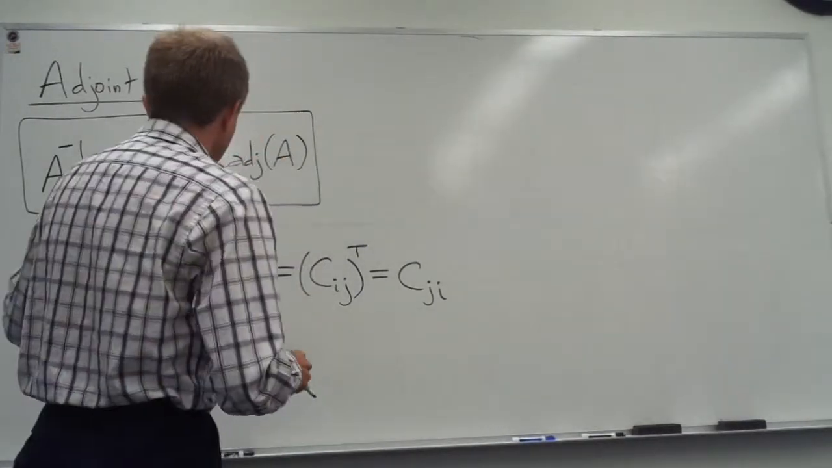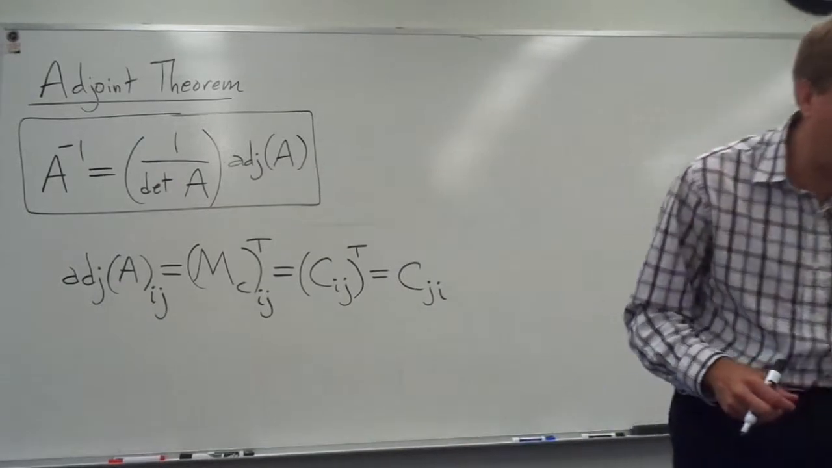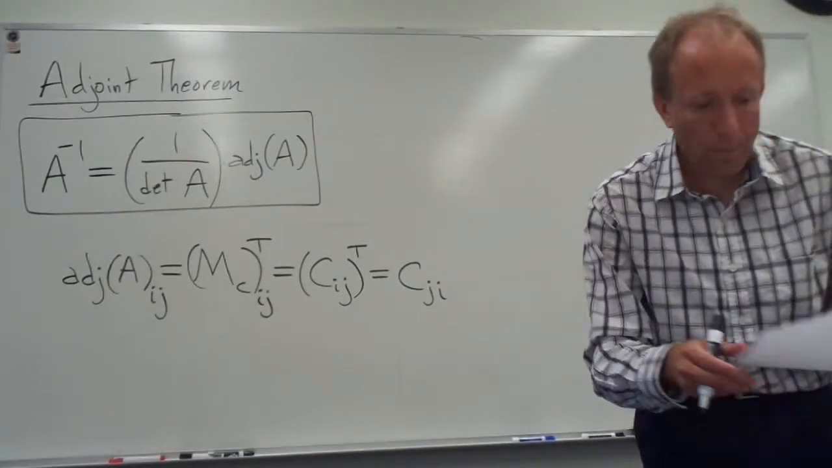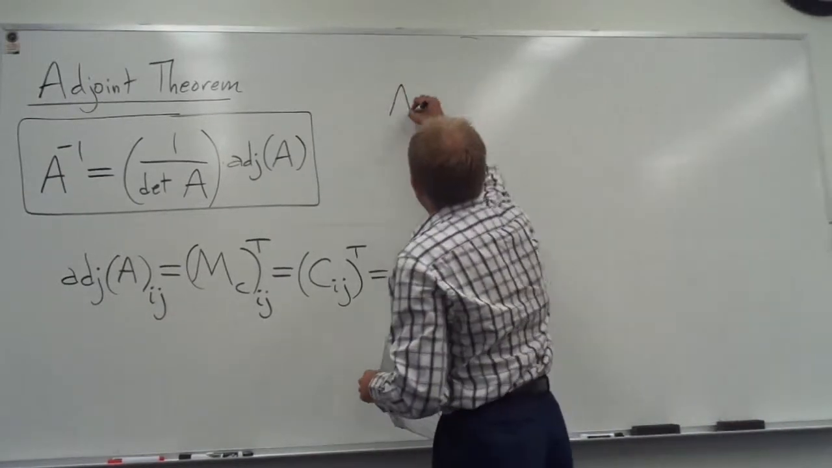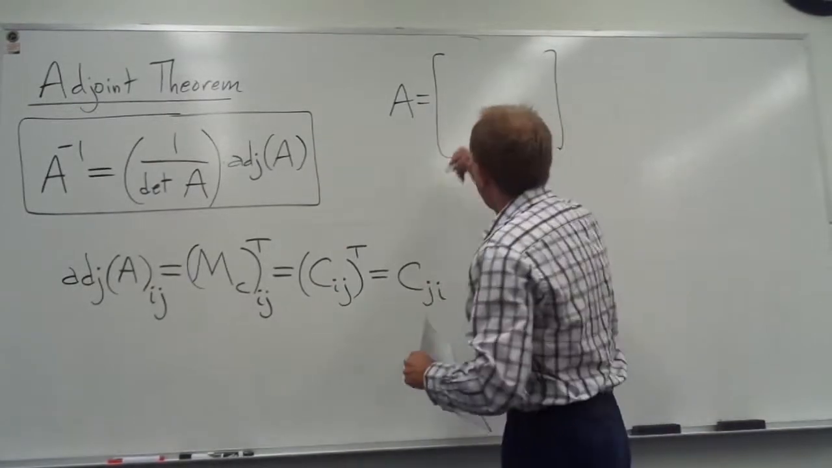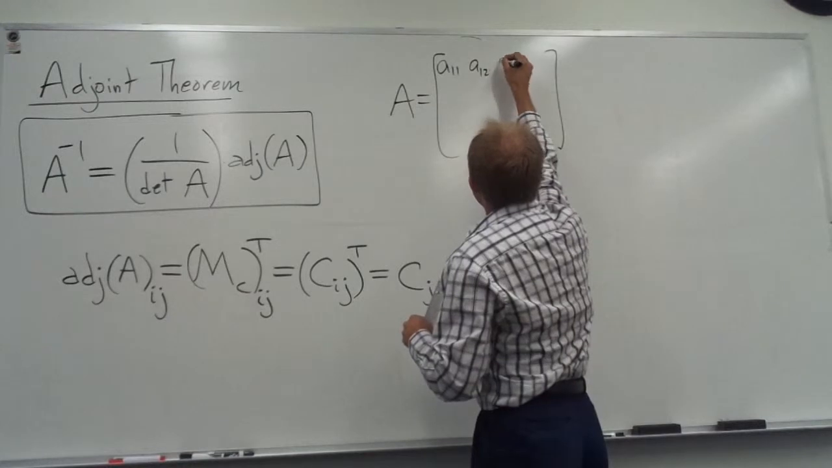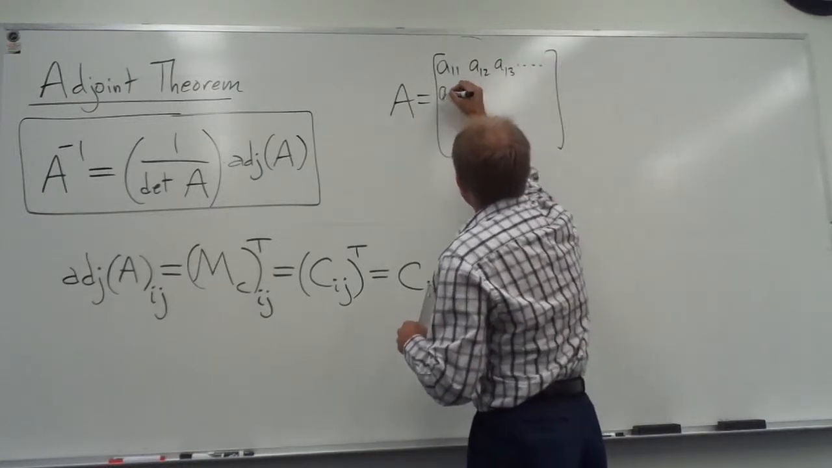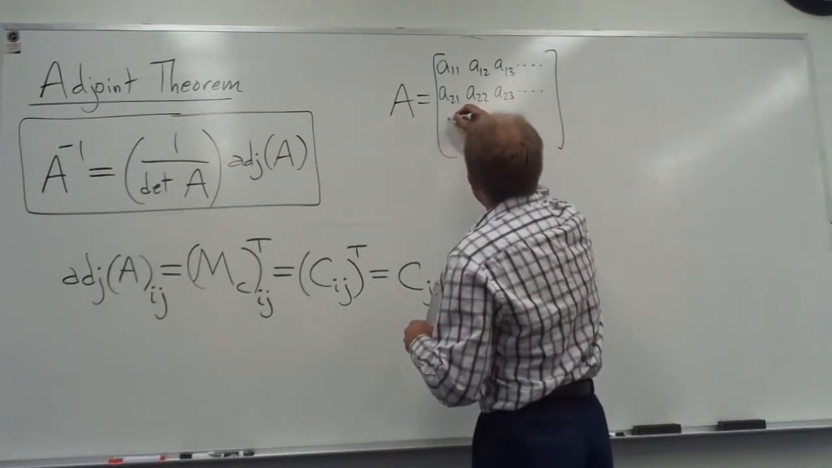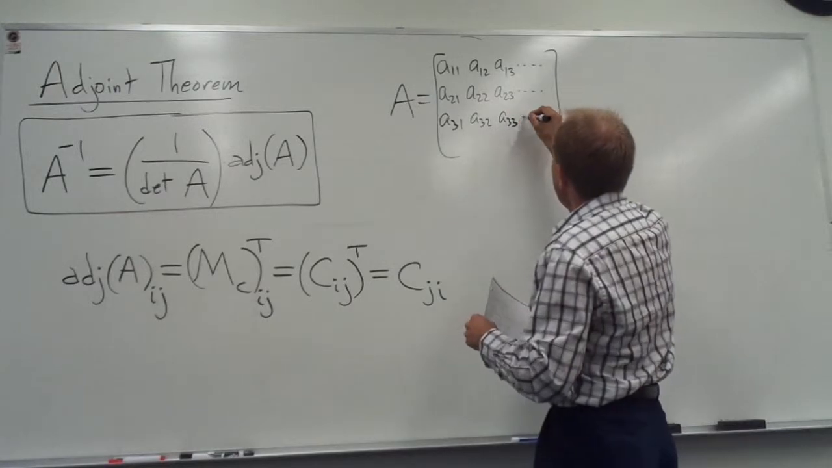Okay? The question is, why does this give us a formula for A inverse? I'm going to show that to you really quickly. We need one little observation first, and then it'll be a very, very quick proof. Let's suppose that the matrix A looks something like this. These are the entries: A11, A12, A13, etc., all the way down the line.